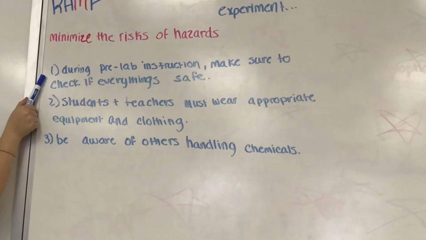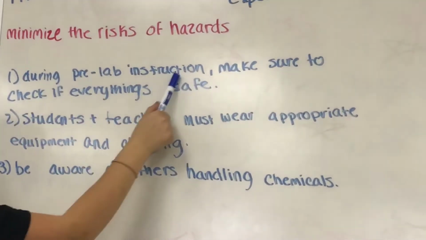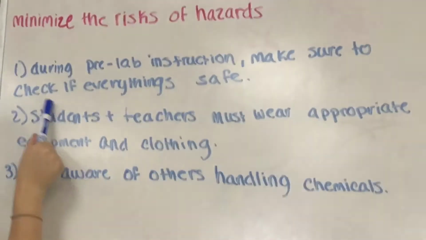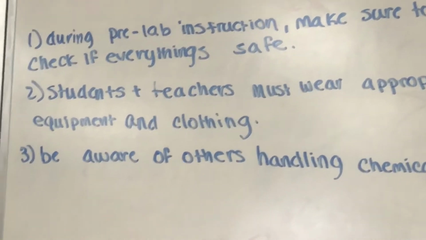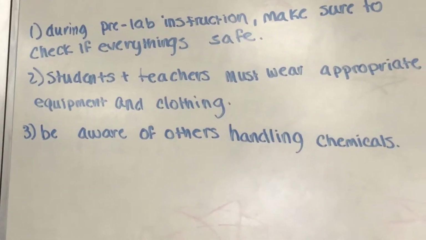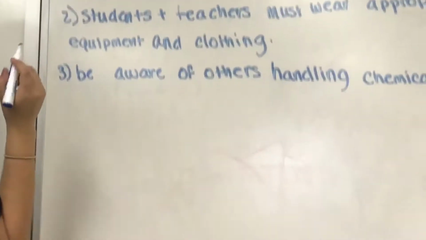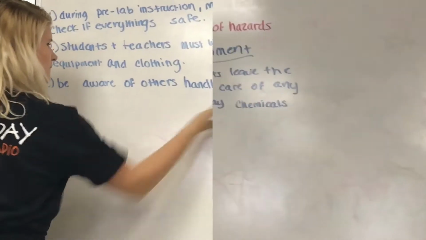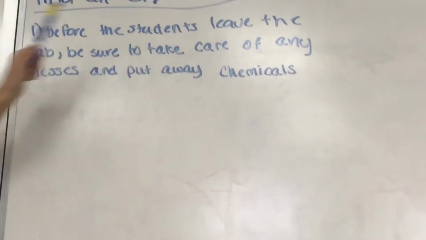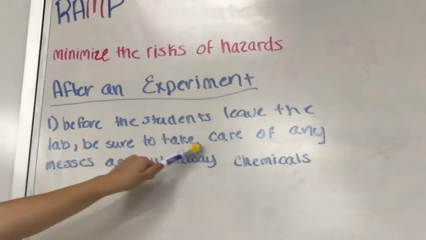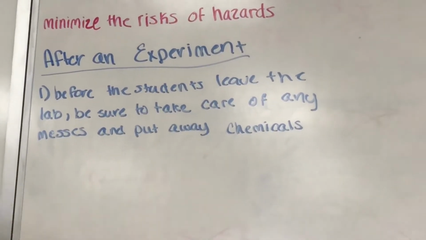During the experiment, during pre-lab instruction, make sure to check if everything is safe. Students and teachers must wear appropriate equipment and clothing, and be aware of others handling chemicals. After an experiment, before the students leave the lab, be sure to take care of any messes and put away chemicals.